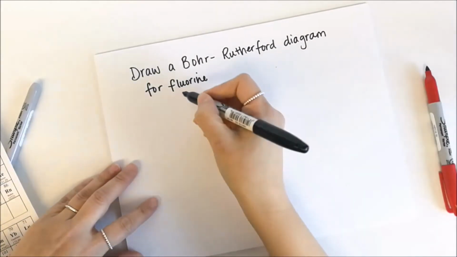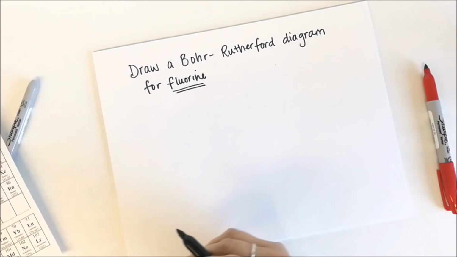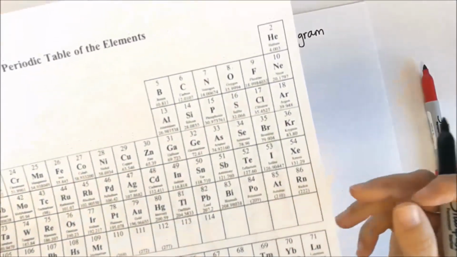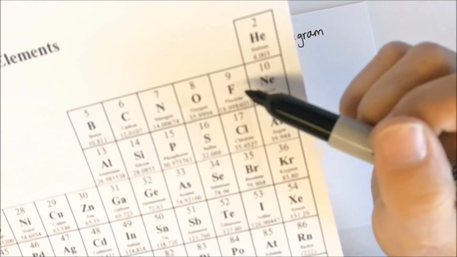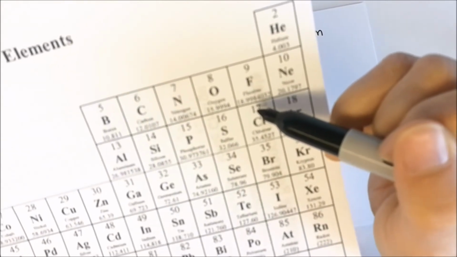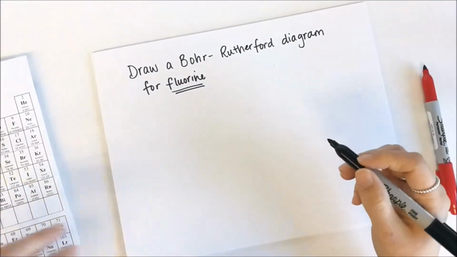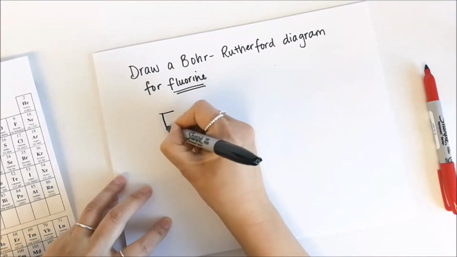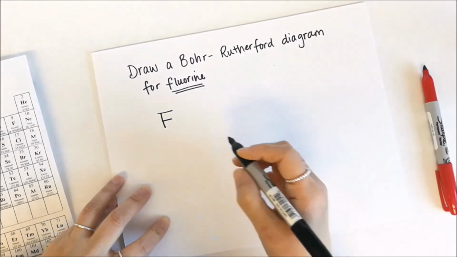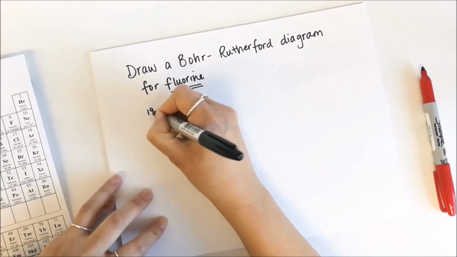We're going to do one more example. We're going to be drawing a Bohr Rutherford diagram for fluorine. So I'm going to take my periodic table and look at fluorine. Fluorine has atomic number 9, and the other number, the atomic mass, is 18.99, so I'm going to round it to 19. The first thing I'm going to do is write fluorine in standard atomic notation. So I have 9 at the bottom and 19 at the top.